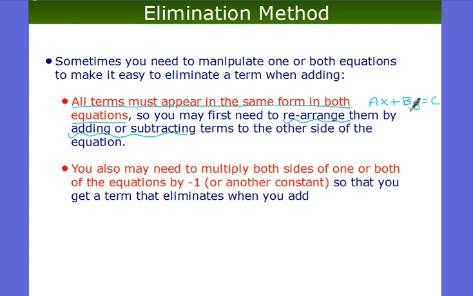The other thing that you may also have to do is multiply. You may need to multiply both sides, or both of the equations, by -1, or another constant. That's really what you're going to do, because multiplying by -1 just means subtraction. That's all it is. So I really never multiply by -1, I just subtract the equation. But you may have to multiply by another constant besides 1, just to make it so that you can have variables that eliminate. And we'll talk about that in our next 2 examples.